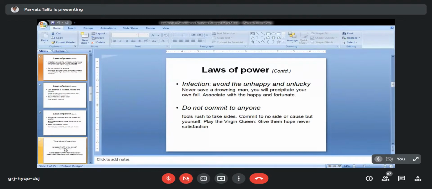What is this law saying? Associate yourself with the lucky ones.